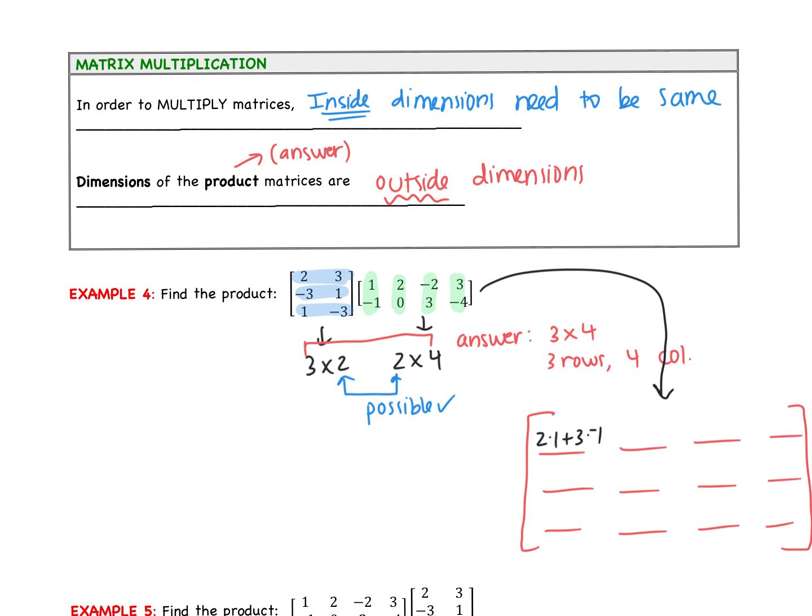Sorry, misread my numbers. So I'm going to do first by first. So 2 times 2 and 3 times 0. Okay, and then we're going to keep going. Same row, next column. First elements get multiplied, second elements get multiplied. So the first element will give us -4 when we multiply. The second element will give us 9. And then first row, last column. First, first, second, second. So 2 times 3 would give us 6. And then 3 times -4 would give us -12.